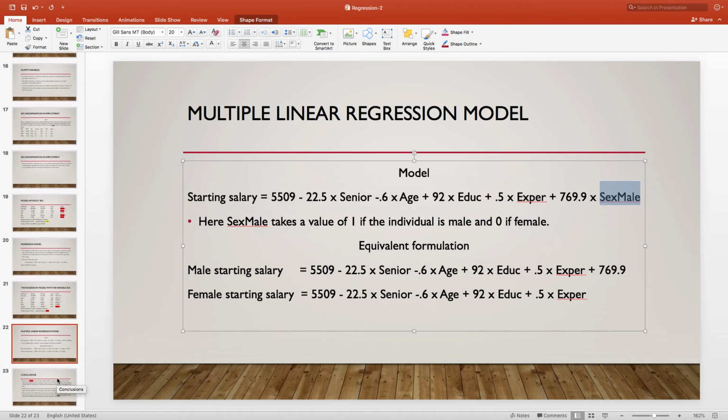One thing that I didn't do in this slide is that I could have you predict someone's salary if I gave you their level of seniority, age, education, experience, and sex. So please keep that in mind, because I may ask you that question.